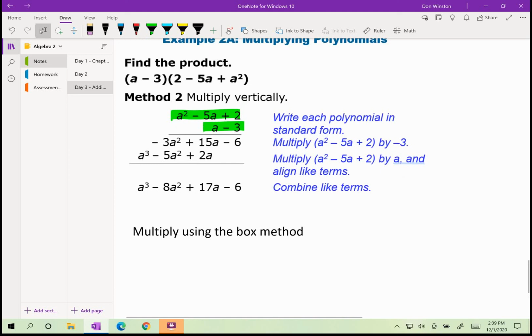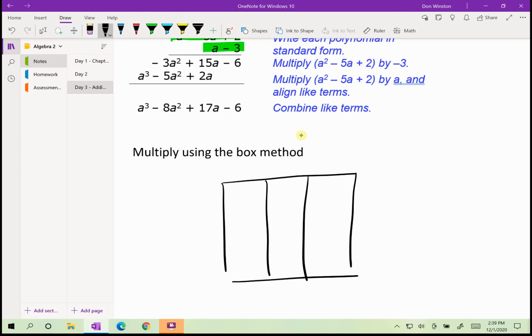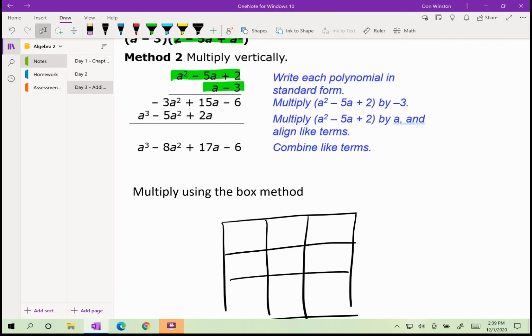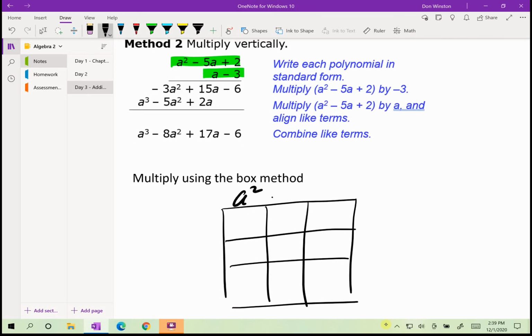Now the box method again. I would have a 3 by 3 box because I have an a squared and an a to the first and an a to the 0. So let me do that. Students really like the box method, and I can see why. It helps to organize everything. So here I have a squared, and then negative 5a, and then 2. And then I don't have any a squared for the a minus 3, but I have an a and a negative 3.